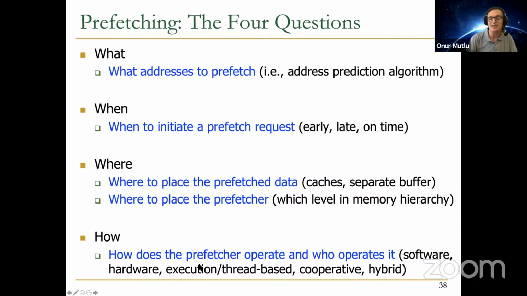And clearly, how the prefetcher operates has very important implications on what, when, and where as well. Because, for example, if you're running a thread to do prefetching for some other part of the program, then what addresses to prefetch becomes easier, especially for difficult to predict addresses. And I'm going to show you an example of this.